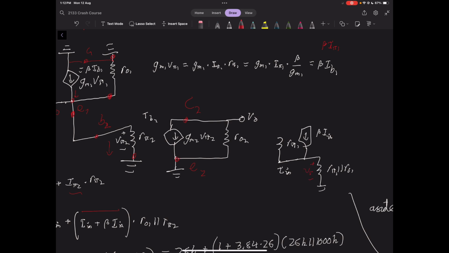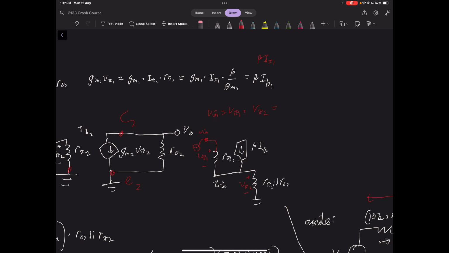And that voltage is still going to be Vpi2. So it would be better to think about this as Vin equals Vpi1 plus Vpi2, again, because Vin as a voltage source is connected up here. And then we have the current through here, which is Iin times R pi 1 plus, and then we need to find the current through this node, which has to be the sum of these two currents coming in. And these two currents are Iin plus beta times Iin.